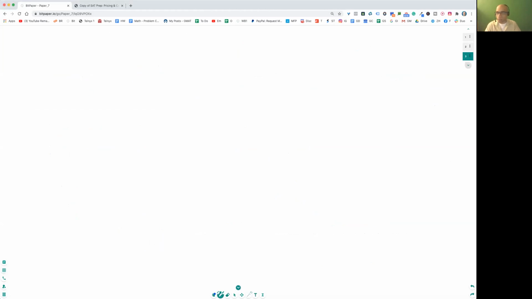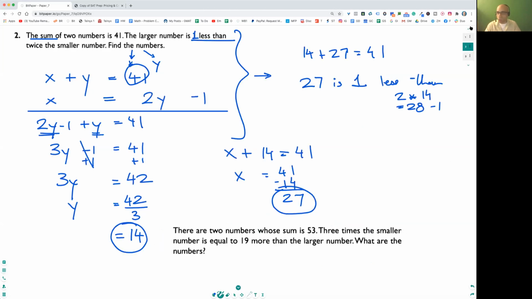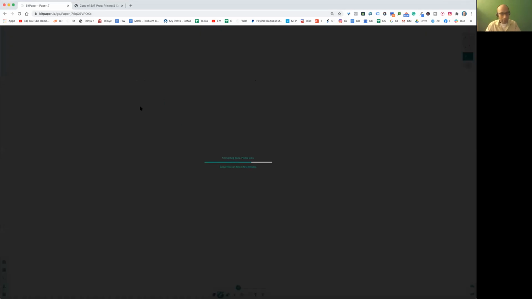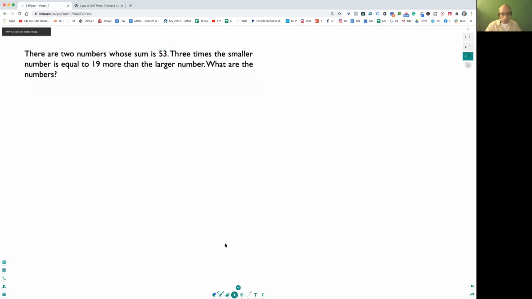So let me just talk about this one real quick. Let's just set up this equation. Let's not solve it, let's just set it up. So there are two numbers whose sum is 53. They're asking what the numbers are. I always look at the start and the end of the question. They're asking what are the numbers. How many numbers? There are probably two numbers. There might be one more, but there's only two numbers. So I always call them X and Y.